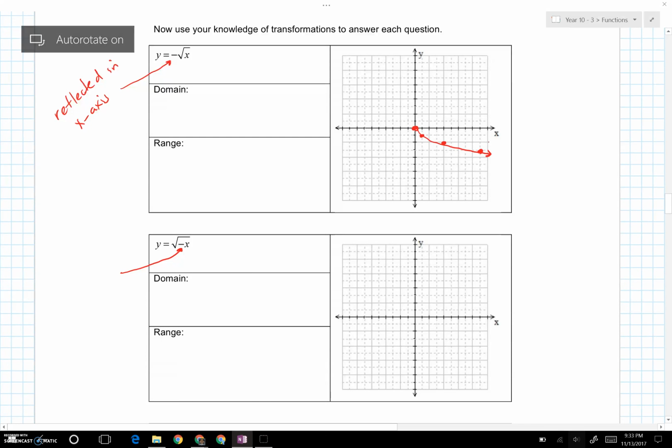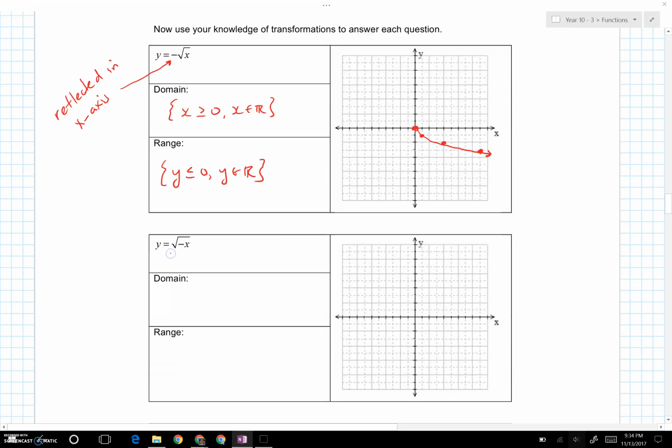I want to write my new domain. My new domain is x is still greater than or equal to 0, and x is an element of real numbers. And this time my range is y is less than or equal to 0, and y is an element of real numbers. So if you give it a think here, what do you think happens when I now put the negative sign in front of the x value?